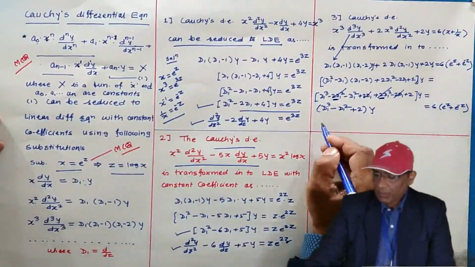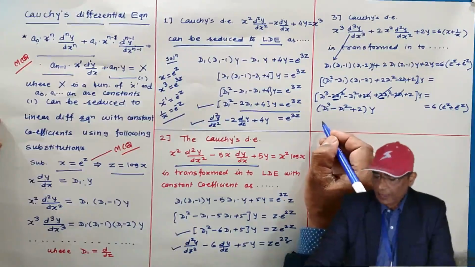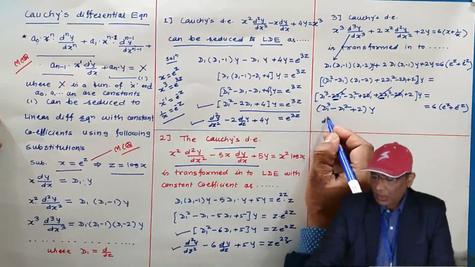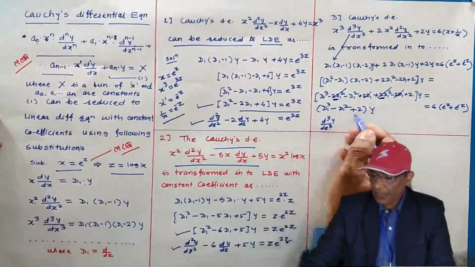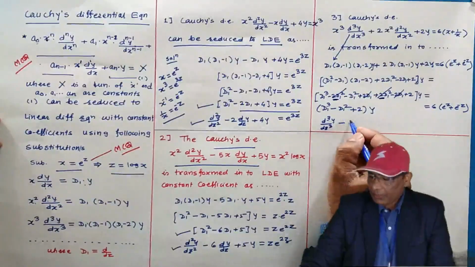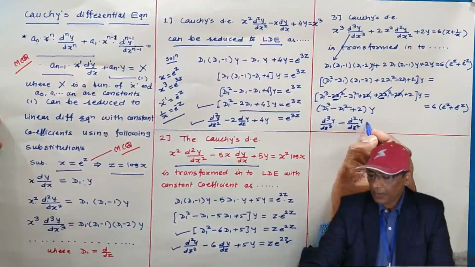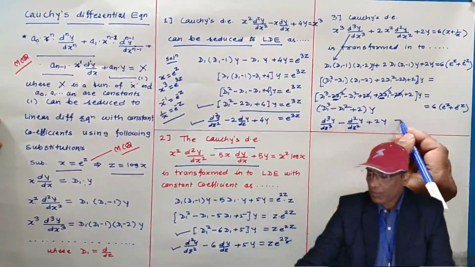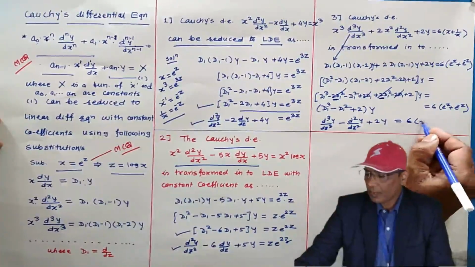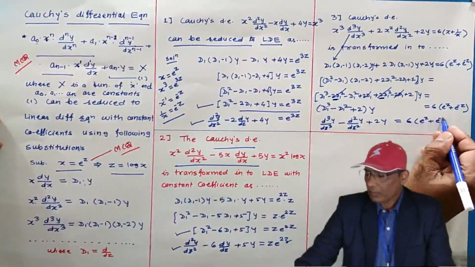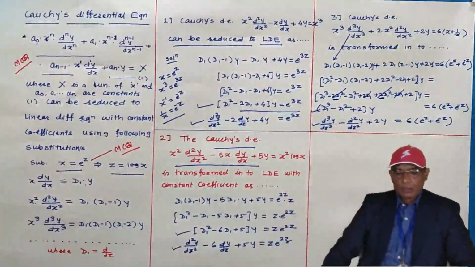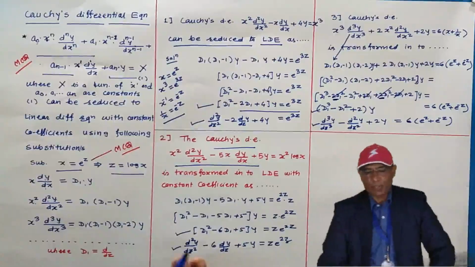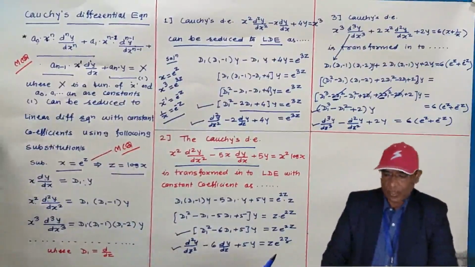Or the option may be like in terms of d/dz. d1 cube means third derivative with respect to z of y, minus double derivative with respect to z of y, plus 2y is equal to right hand side 6. Okay, this may be given in the option or this may be given in the option. So this is about the Cauchy's differential equation. MCQs on Cauchy's differential equation.